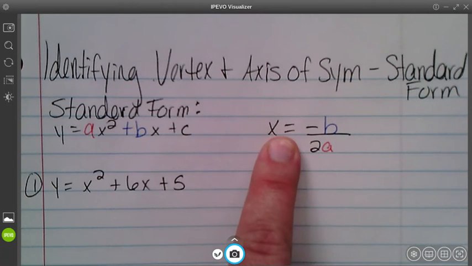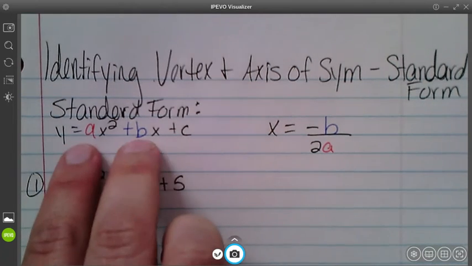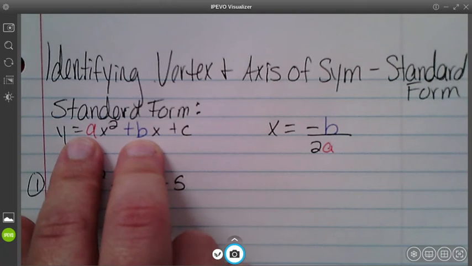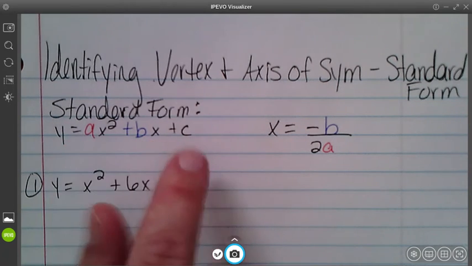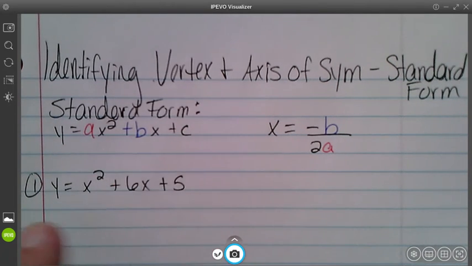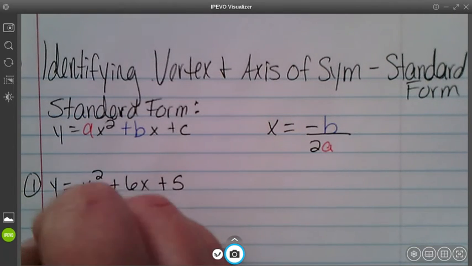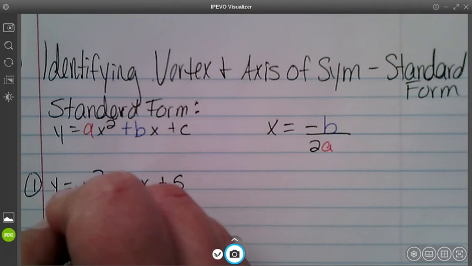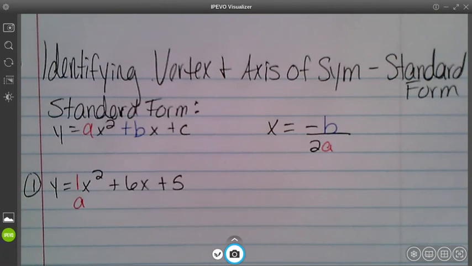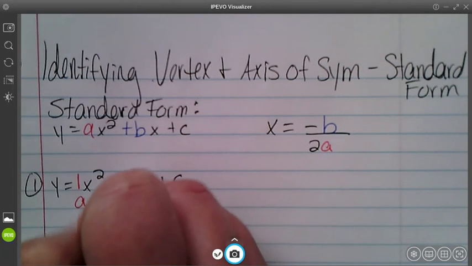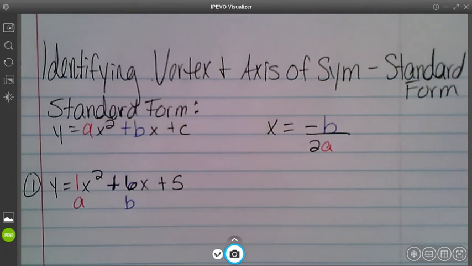This is for the x value of the vertex. It uses just the a and the b values out of the standard form, but we'll use c when we plug that back in. But just for this part, we're going to use b and a. So A is right here, and it's the implied 1. You can put the 1 or not, it's up to you. And then here is the B. It is this positive 6.